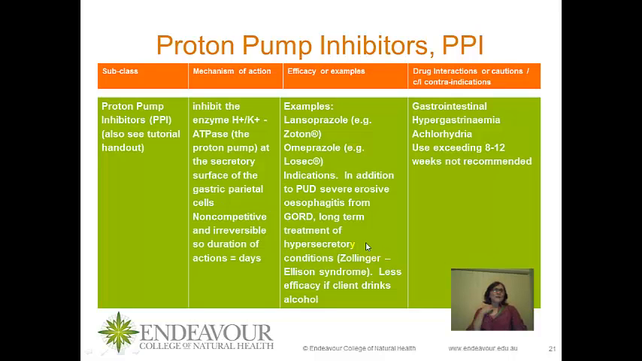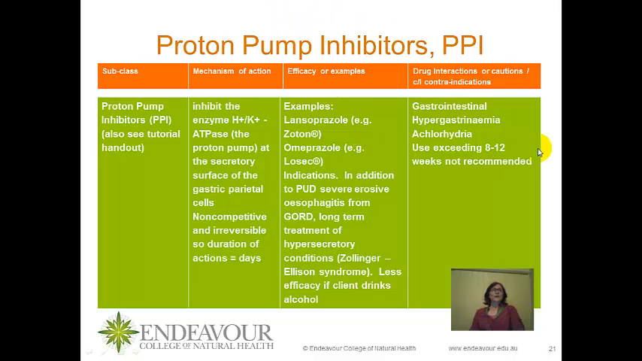If a person has a hypersecretory condition called Zollinger-Ellison syndrome, then they may be on a proton pump inhibitor long term to try and resolve that illness. Once again, these are less efficacious if the client drinks alcohol, so they are encouraged to try and limit the amount of alcohol.